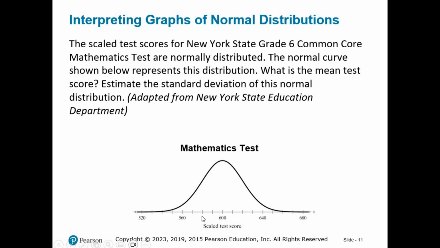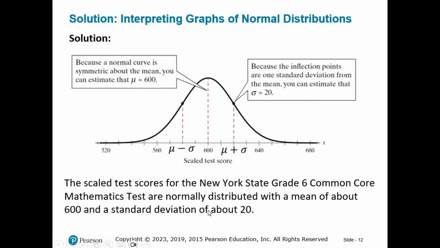The inflection point on the left is at about 580. So that is about 20 from the mean that we decided, 600. That would mean that the standard deviation is about 20. So our mean, we're saying, is about 600, and the standard deviation is about 20. Let's see what they thought. It looks like we were right.